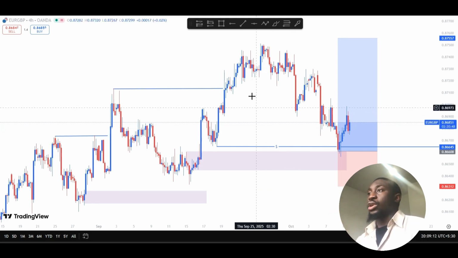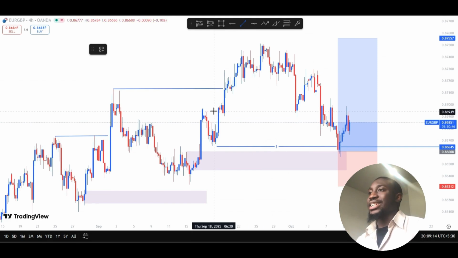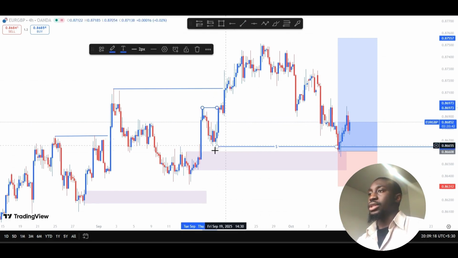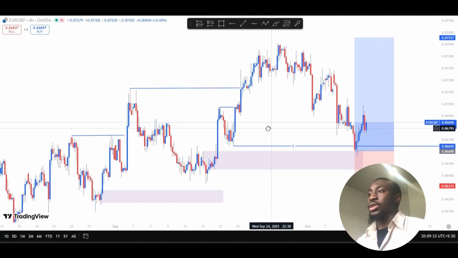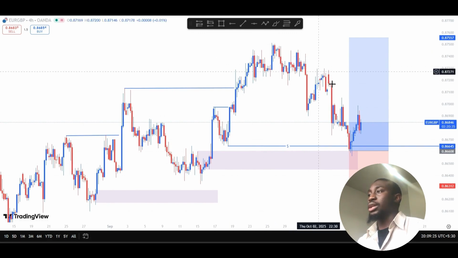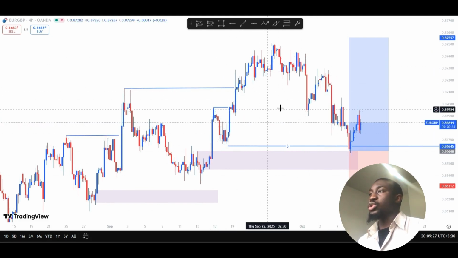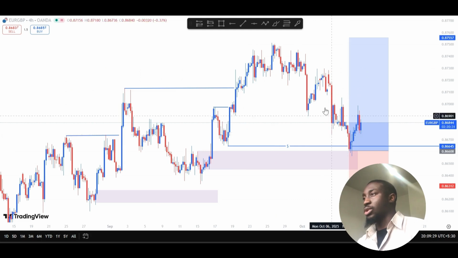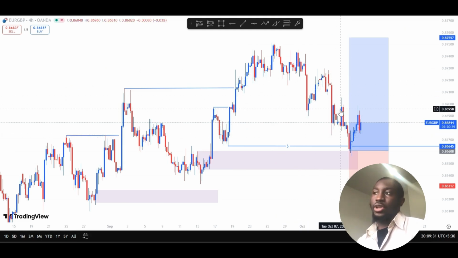If you look at the structure, there was an internal break of structure from here. Internal break. So this is the low of the liquidity. What you're supposed to do as a smart money trader is expect price to come all the way down to sweep this low, sweep all this. All these are inducements because this is the pullback. Inducement is more like a trap.